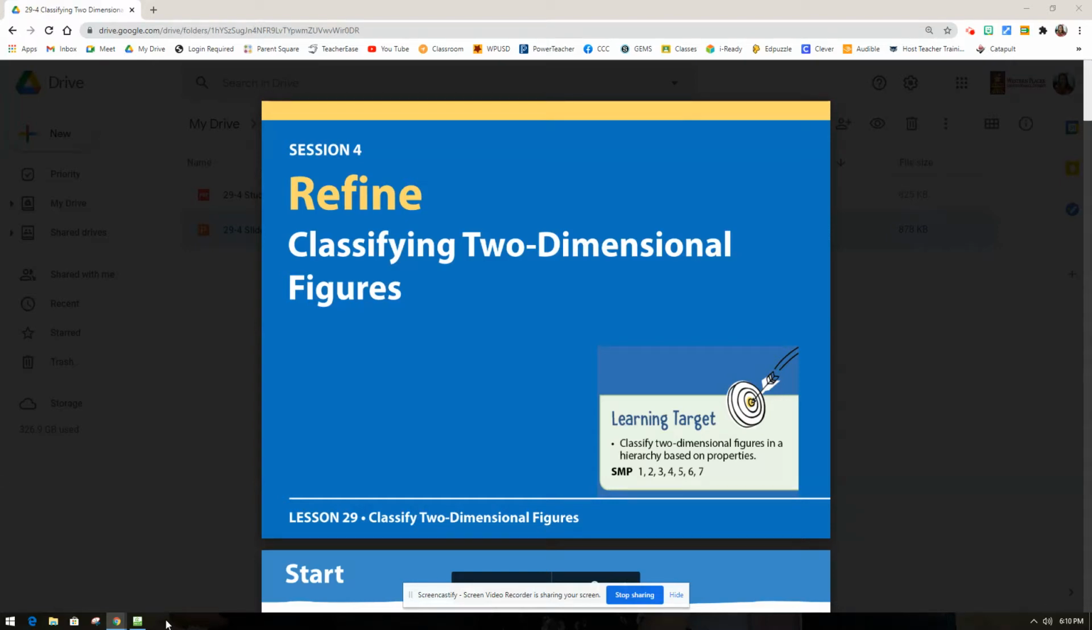Today's our refine session where we take everything we've learned this week about classifying two-dimensional figures and put it all together. We're going to be using Venn diagrams, tree diagrams, you name it. We're going to be looking at that data and trying to figure out how we can classify those two-dimensional figures in a hierarchy based on their properties. And so with that, we're going to be on pages 603 through 606 in our Ready Math Classroom workbook.